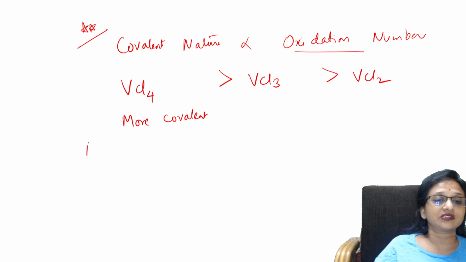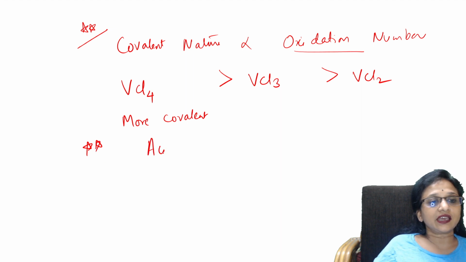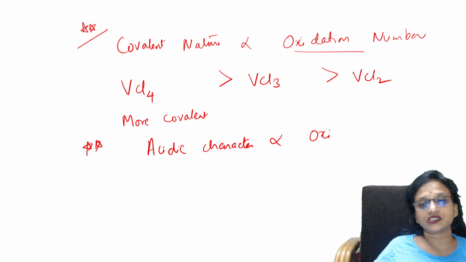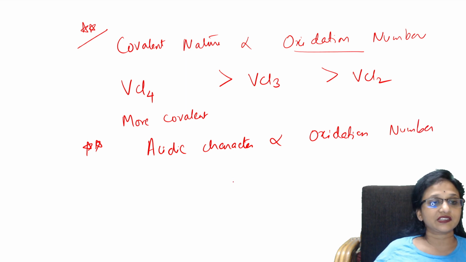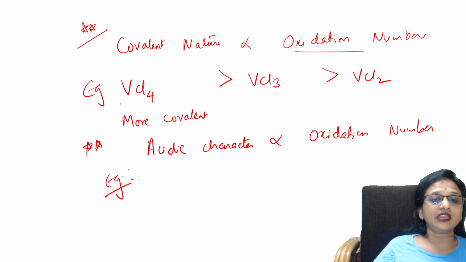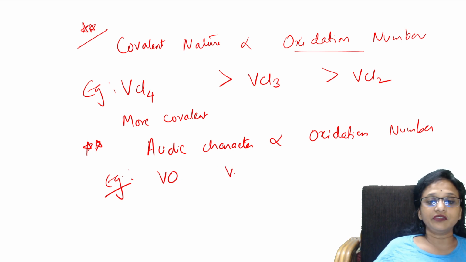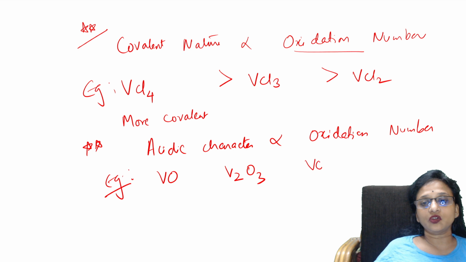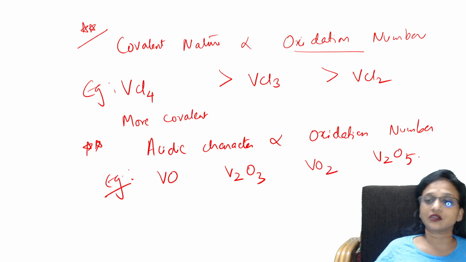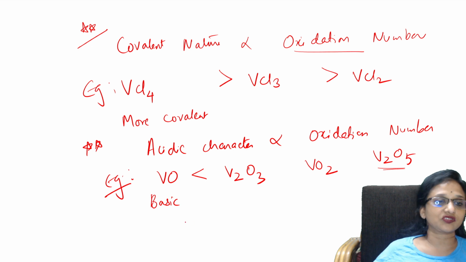One more reason, carefully understand. Acidic character is directly related to your oxidation number. So one more important tip you should remember. For example, let us take one example like this. See this, students. Vanadium is there, VO. Oxidation number very less. V2O3 is there. VO2 is there. V2O5 is there. Now tell me, whose oxidation number is more? This one. So this will be basic in nature because it has less oxidation number.